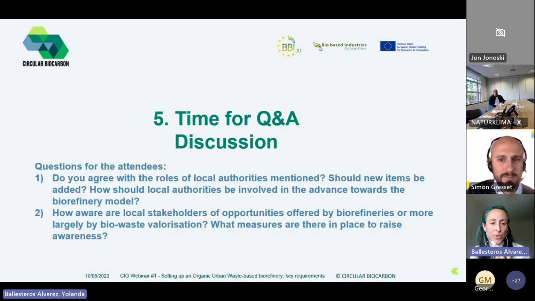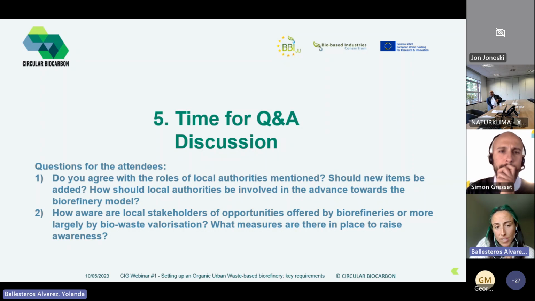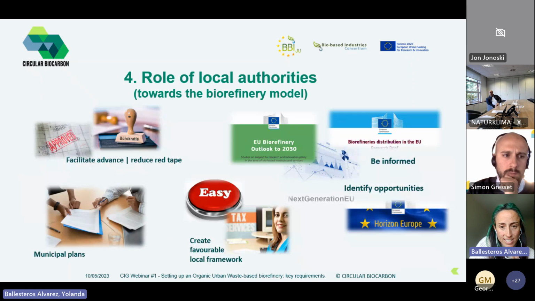I really would like to know what the attendees in general think the role of the local authorities could be, because I have proposed some roles for them, but I don't know if they agree, if they feel new items should be added, or if they feel they wouldn't be responsible or have a role to play in any of them. What do you think about the role of local authorities? I can go back to the slide.